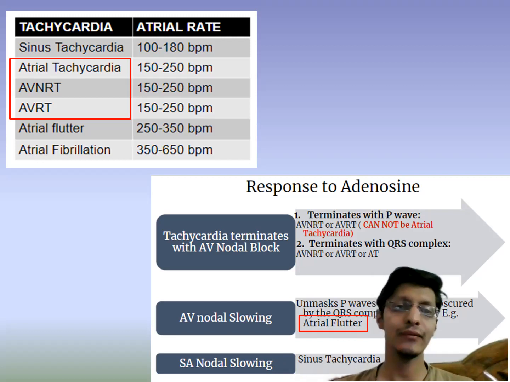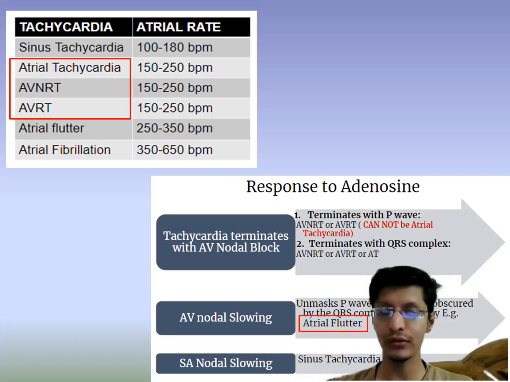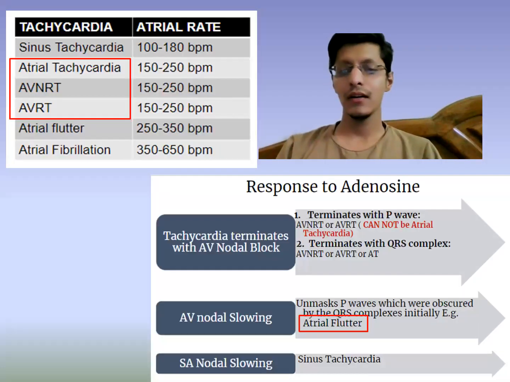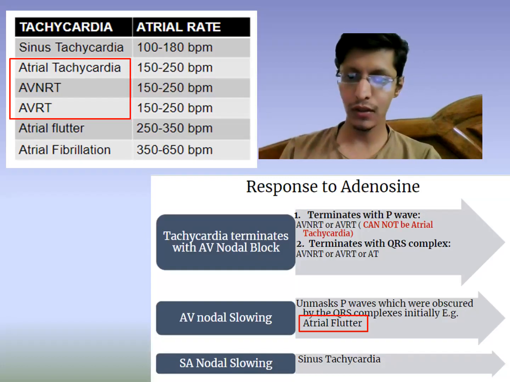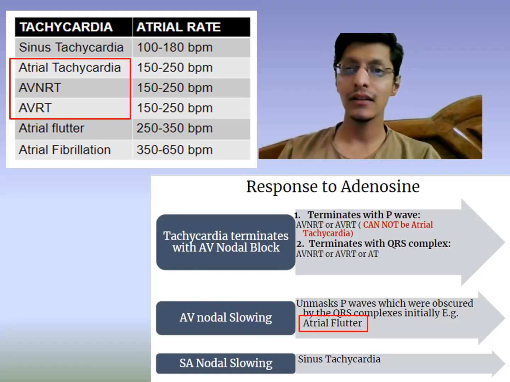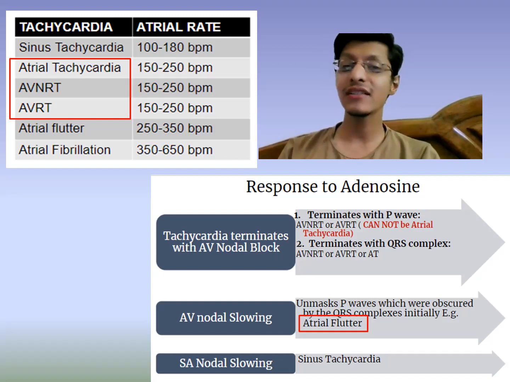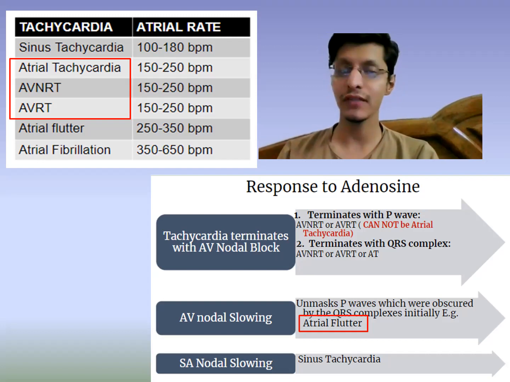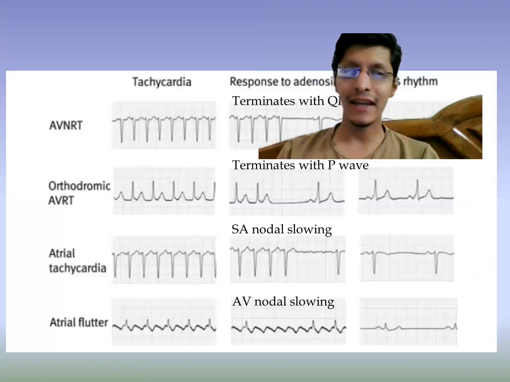So how do we say what kind of tachycardia it is? We will give the patient adenosine. On giving it, three responses can occur. Tachycardia can terminate with AV nodal block, the AV node can be slowed, or there can be SA nodal slowing. If the tachycardia terminates with a P wave, it is definitely AVNRT or AVRT. If the tachycardia terminates with a QRS complex, it is AVNRT, AVRT, or atrial tachycardia. If there is just AV nodal slowing and unmasking of the P waves, it is atrial flutter, and with SA nodal slowing, the patient will get into sinus tachycardia.